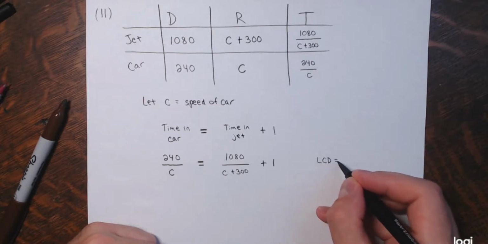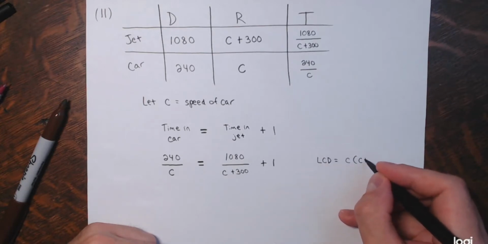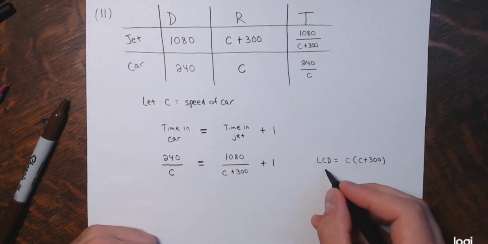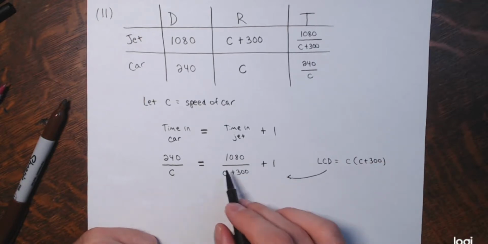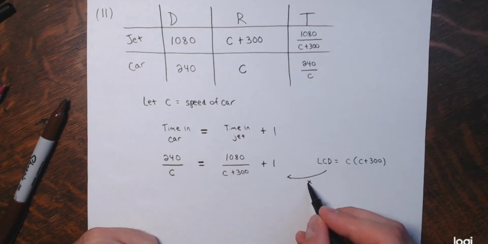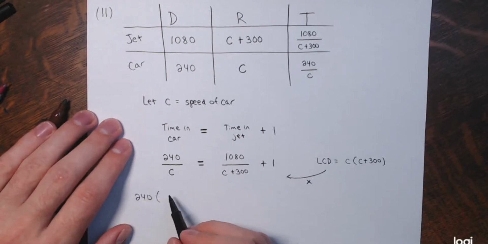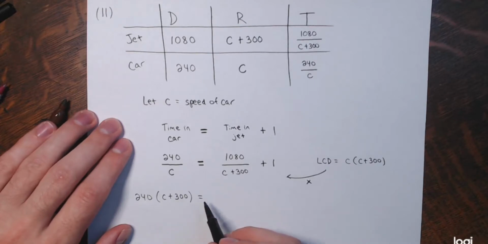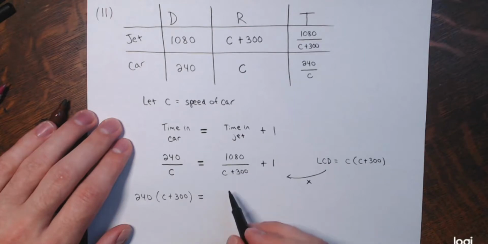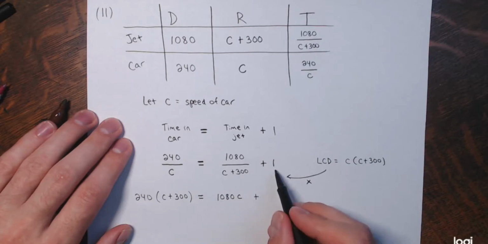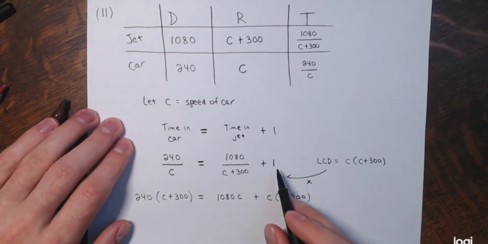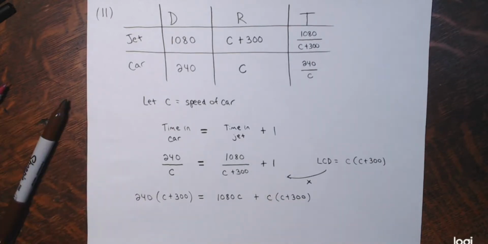Right, the LCD, C times C plus 300, and then I'm multiplying the one fraction on the left and both these terms on the right by the LCD. Right. On the left side, we have 240 times the quantity C plus 300 equals, and then the first term on the right side, you have 1080C plus, and then just the LCD, C times C plus 300. Right, times 1, but there's really no need to write times 1.